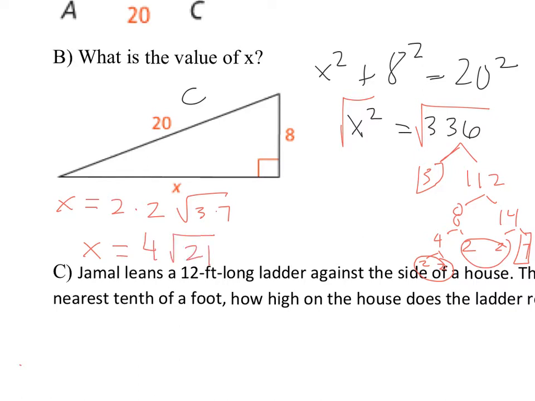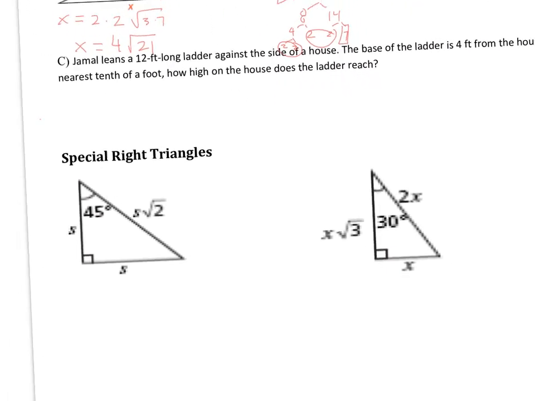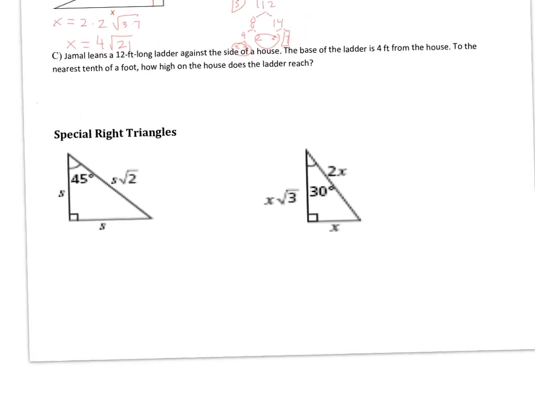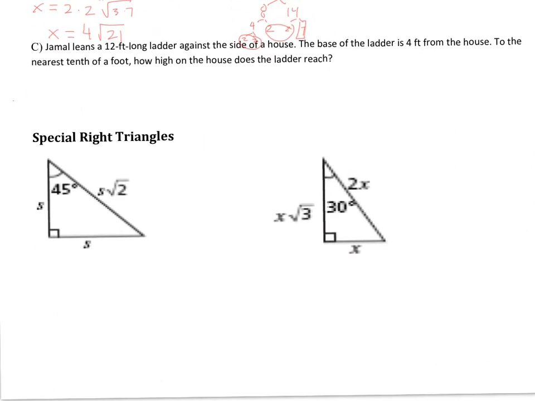If I look at C, because it's a word problem, sometimes people see words and think, oh, this is math, we're not supposed to be reading. I always draw a picture with word problems, especially in this category. I have a 12-foot long ladder that's leaning on the edge of a house. So this would be 12. The base of the ladder is 4 feet from the house. So this would be my house right here, 4 feet from the house. It's asking, to the nearest tenth of a foot, how high does it go?